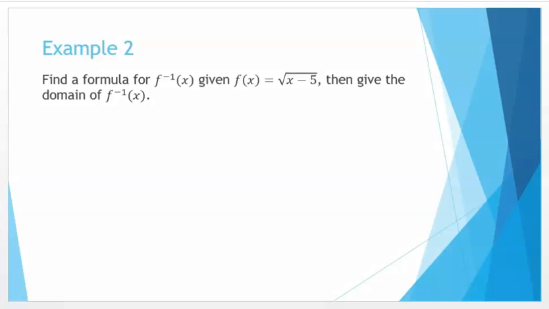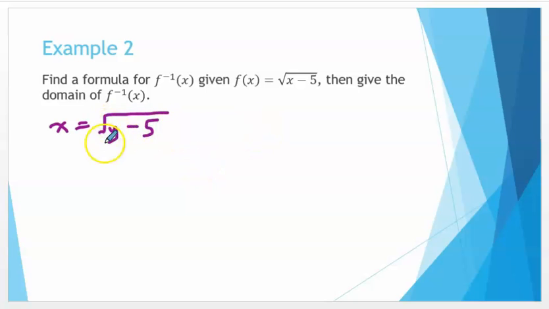Here's another similar looking example, but this one will illustrate the problems with our domain a little bit better. So for this one, we are still asked to find the formula for f inverse, and we've been given y equals square root of x minus 5. So my first step to find the inverse, I'm going to flip the variables and say x equals the square root of y minus 5. So there's our step 1.